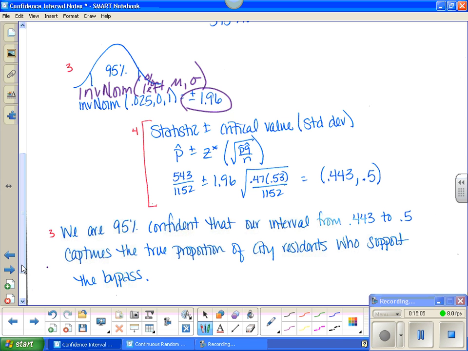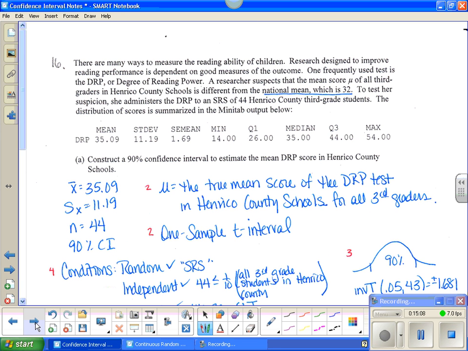Everybody good? Next problem. Number 16, there are many ways to measure the reading ability of children. Research designed to improve the reading performance is dependent on good measures of the outcome. One frequently used test is the DRP. A researcher suspects that the mean score, so your brain goes, what? I'm means and I'm T's. So let's see, I'm a one sample T interval. This can change to 2, this can change to a Z, and that could change to a test. Do you see how you have to make a decision on every single word?